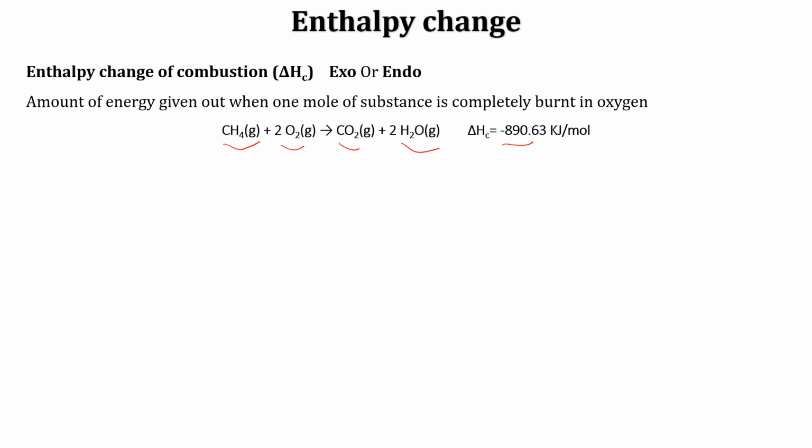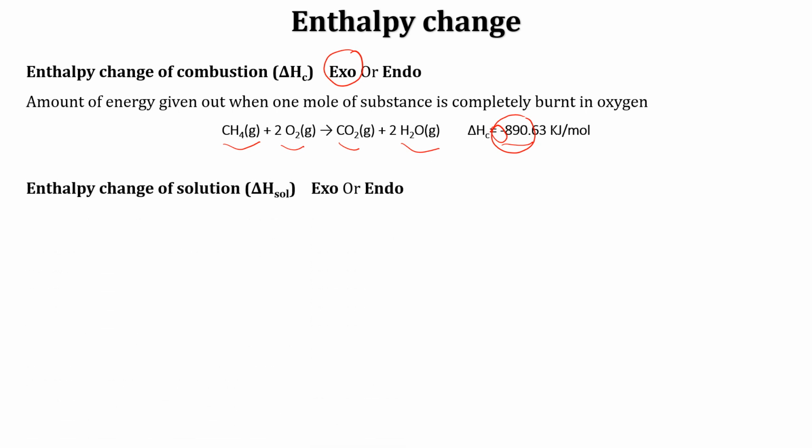The amount of energy given out when 1 mole of substance is completely burned in oxygen represents the enthalpy change of combustion. Is it exothermic or endothermic? It's clear that it is exothermic. From the delta H, it's negative, so it's exothermic. Number two, all combustion reactions are accompanied by heat release, so it's always an exothermic reaction. We'll never have an endothermic reaction for combustion. For that reason, we always have to care about the negative sign accompanying the delta H of combustion.